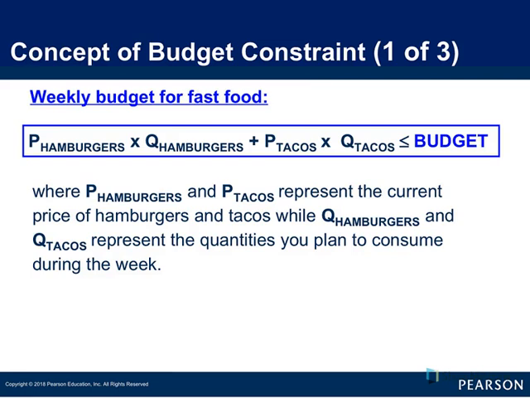And it gets back into the idea, if we had a weekly budget for fast food, how much can we afford? Simply thinking about the price of the hamburgers and the price of the tacos, that will help us determine what our utility could be just based on what our overall budget is.